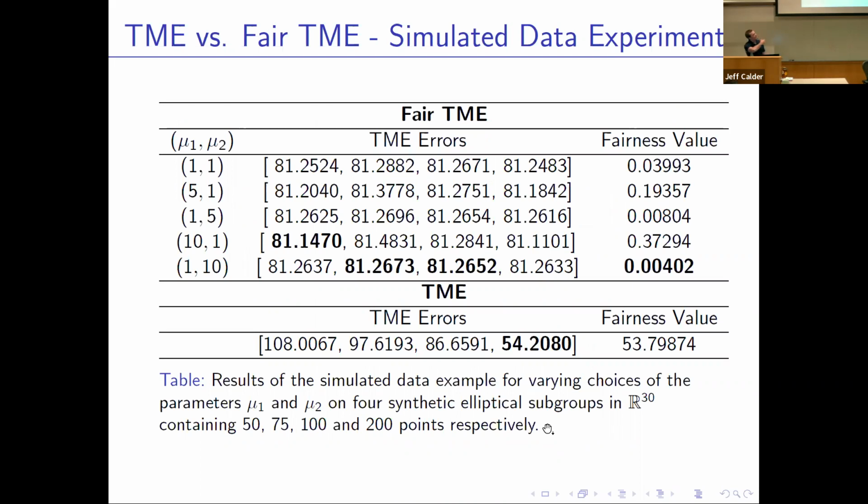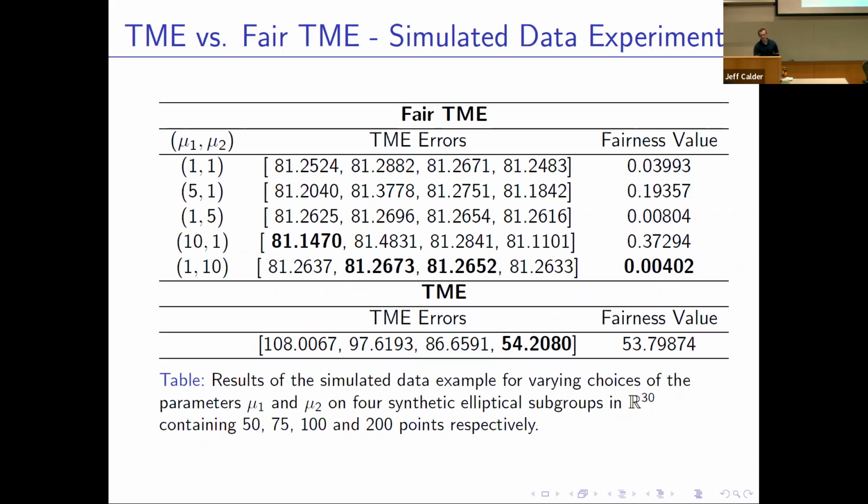On the far left, I have different choices for parameter values, mu1 and mu2. Remember, mu1 being large means I want the TME errors to be smaller. Mu2 being large means I want to advocate for fairness. So if I look at the most strict setting for fairness, mu2 being 10, mu1 being 1 in this column, we'll see the fair TME model gives out the best fairness value. It's really close to 0. If it's 0, that means we've obtained a perfectly fair covariance matrix. If I just apply TME, the fairness value is rather large. It's many, many factors larger than the fair TME model.